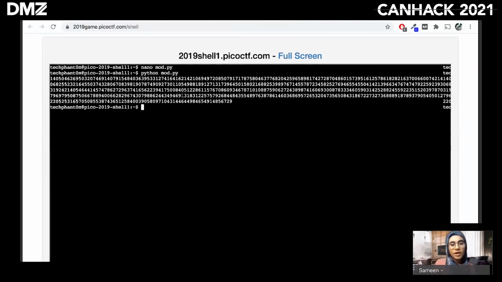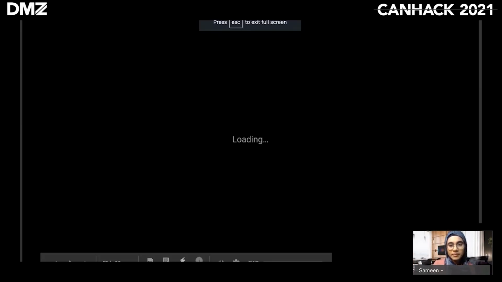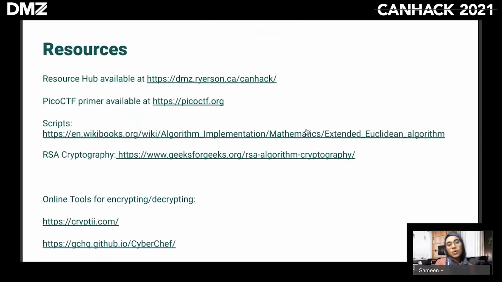For this problem, I recommend having two shell servers open and making sure you save all of these values in the notepad because it can get tricky. So we talked about RSA. And so that was it for today. It was short and simple. We solved a lot of problems.